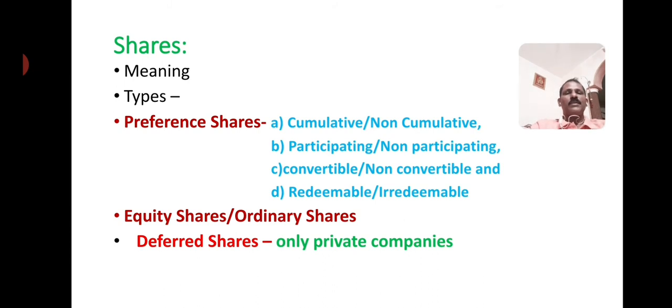Basically two forms, like preference shares and equity shares. Preference shares, as the name says, are a category of shares whose holders will have preferential rights over other types of shares. Preference shares are those shares which have preferential rights as regards the right to dividend and repayment of capital in the event of winding up of the company.